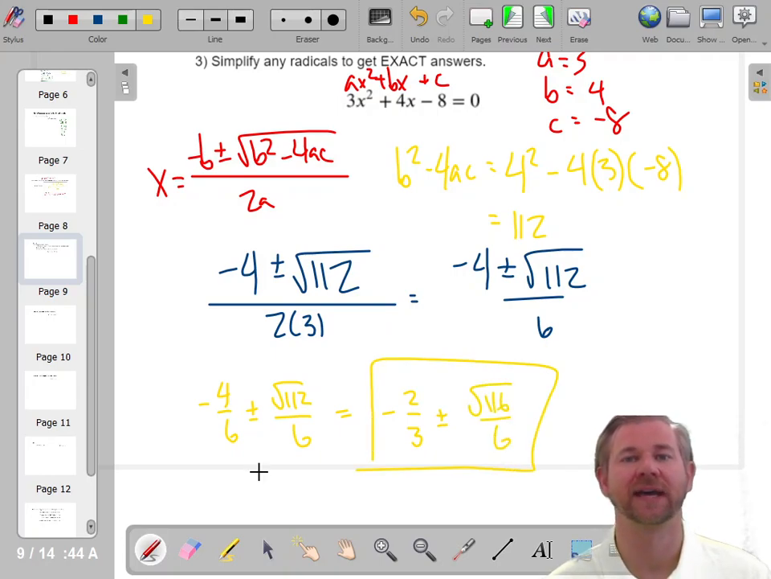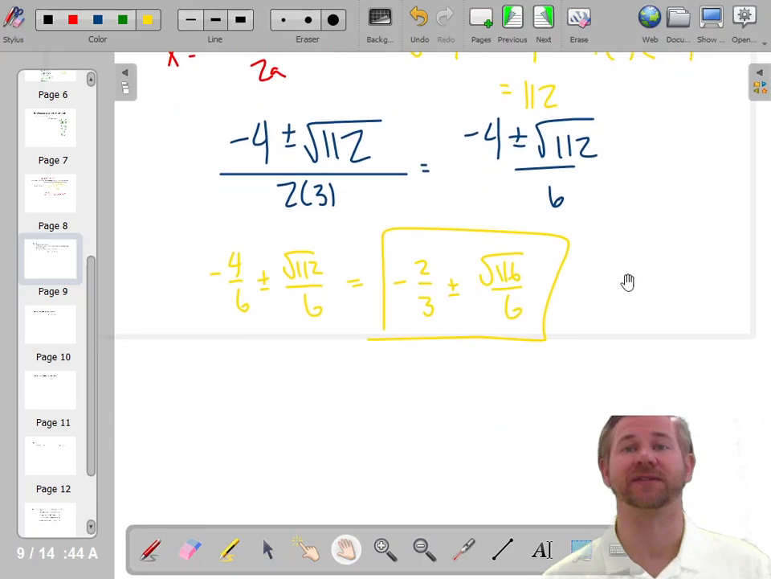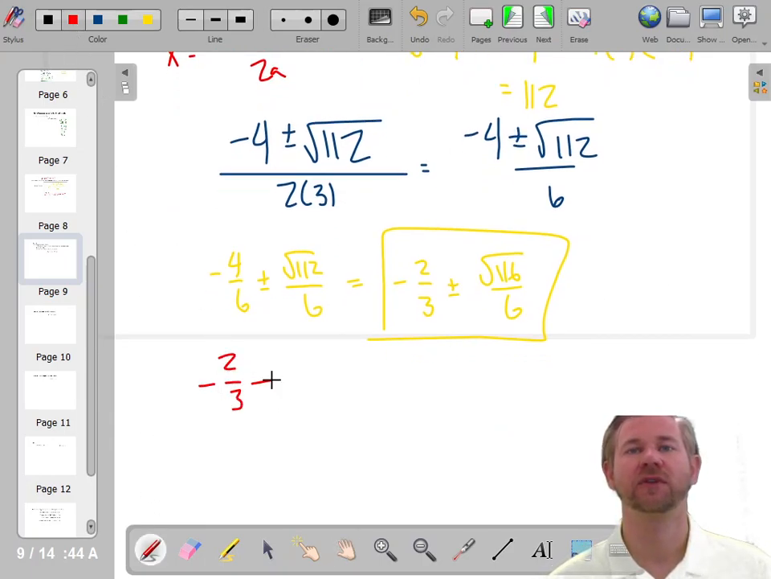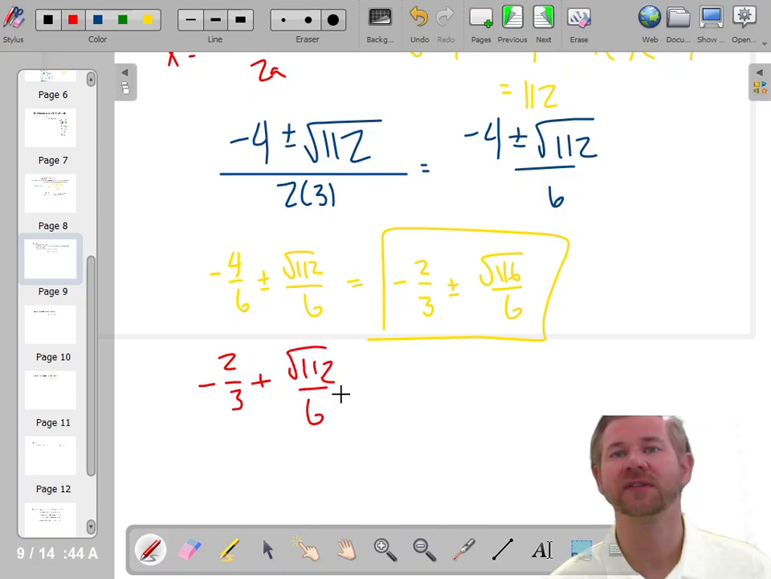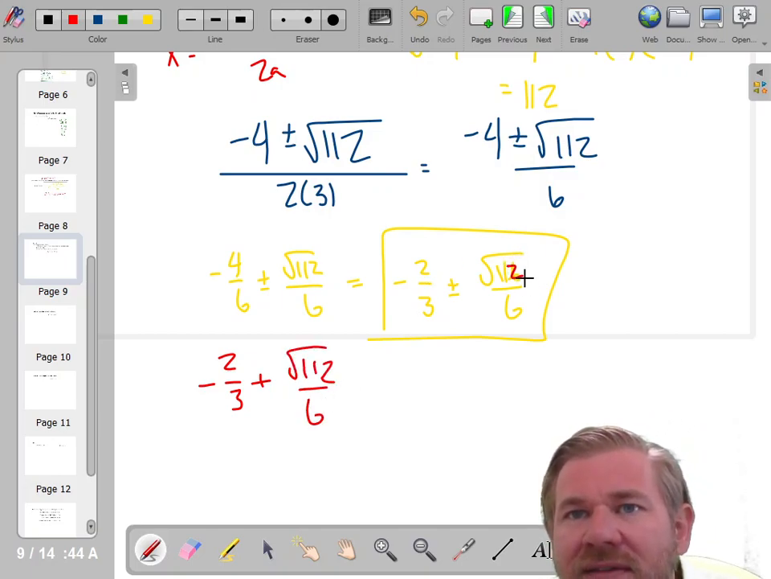I want your answer to look like that. And that's actually 2 answers. Okay, there's 2 numbers here. Negative 2/3 plus the square root of 112 over 6. Is that supposed to be a 2? I think it's a 2.